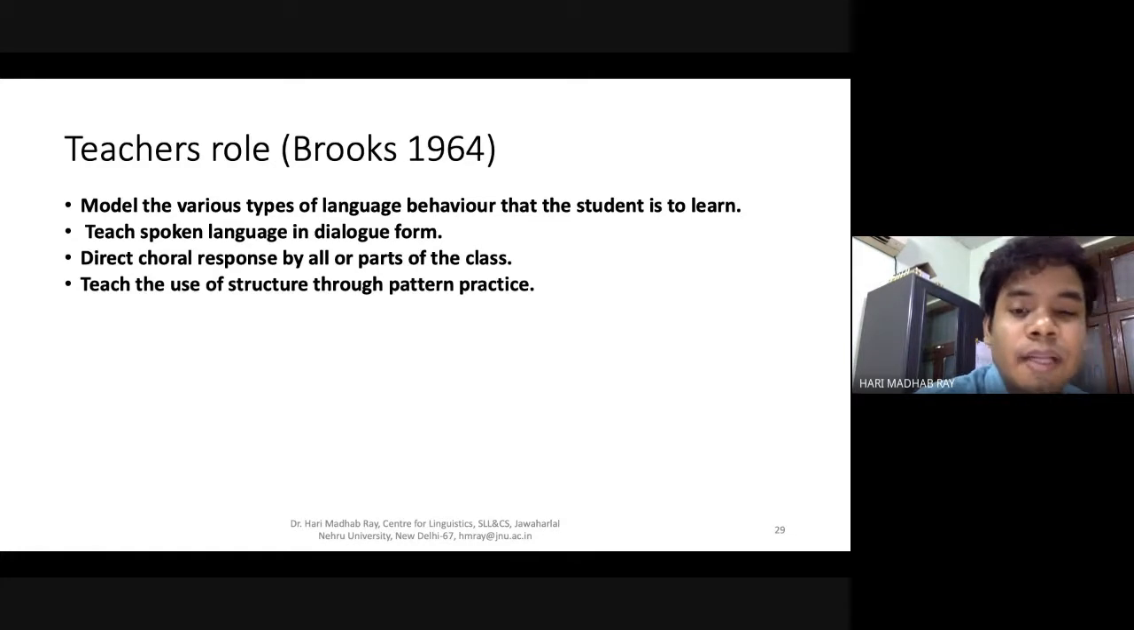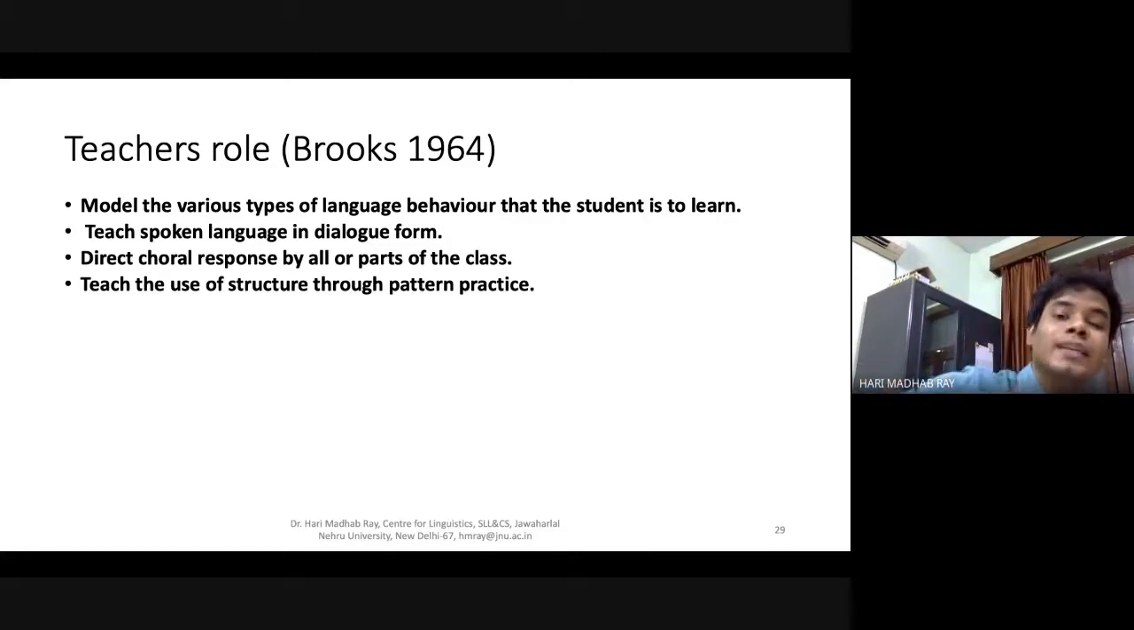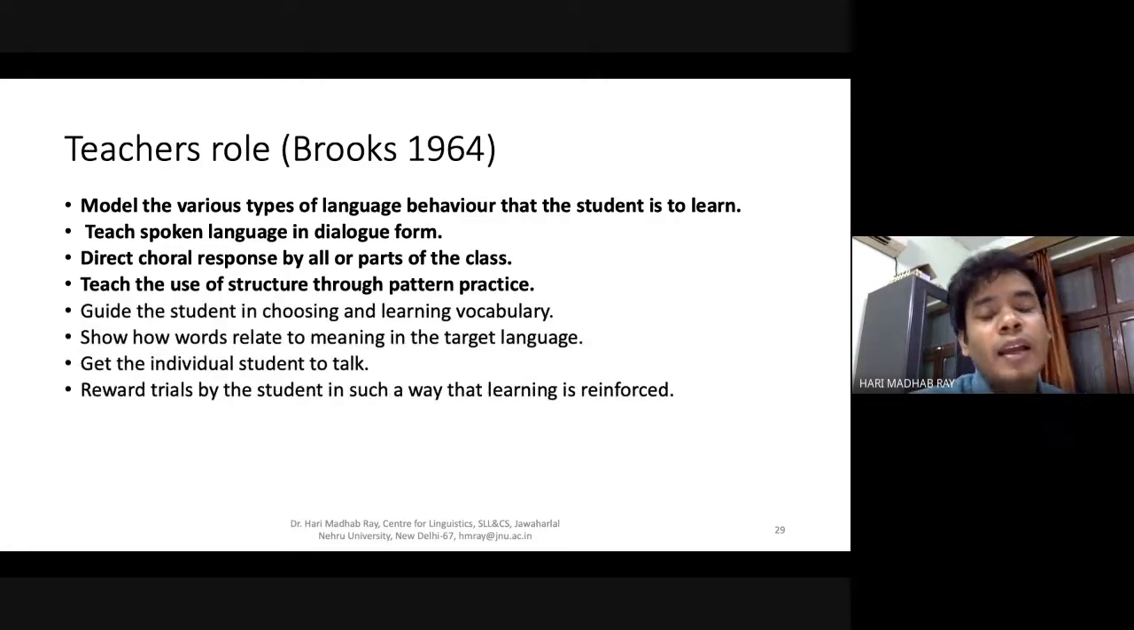Teach the use of structure through pattern practice. If there is some kind of structure, or grammatical rules, some kind of patterns, grammatical constructions, you need to do that kind of pattern practice. You have to make it a kind of paradigm, and within that paradigm, make some sentences and introduce those sentences to the learners, and from that pattern, the students will get to know the rules. You see, so this is where you guide the student in choosing and learning vocabulary. The teacher will have to guide the student in choosing and learning the vocabulary.